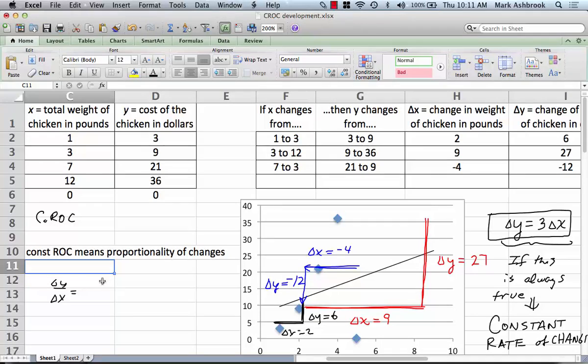If we look, first we had 6 and 2, right? If delta x was 2, y was 6. If delta x was 9, y was 27. If delta x was negative 4, y was negative 12.